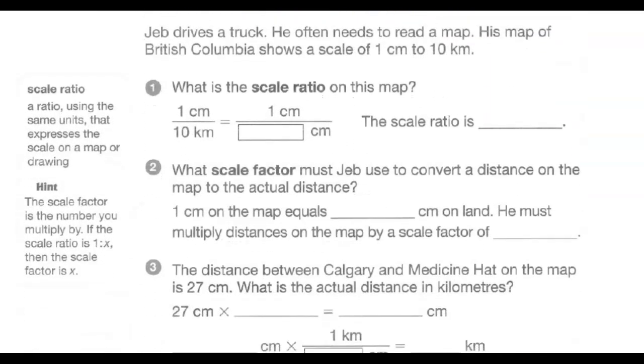So it says Jeb drives a truck. He often needs to read a map. His map of British Columbia shows a scale of 1 to 10 kilometers. Now I know we often use Google Maps on our cell phone, but sometimes you have to know this, right? So what is the scale ratio on the map?